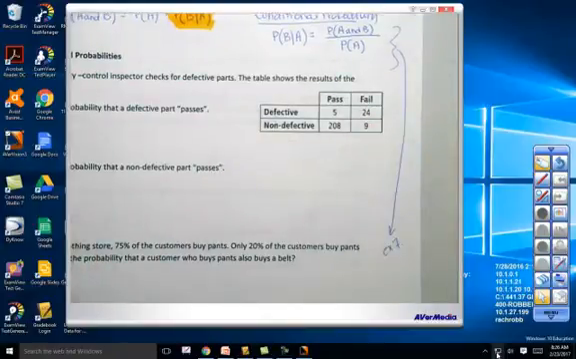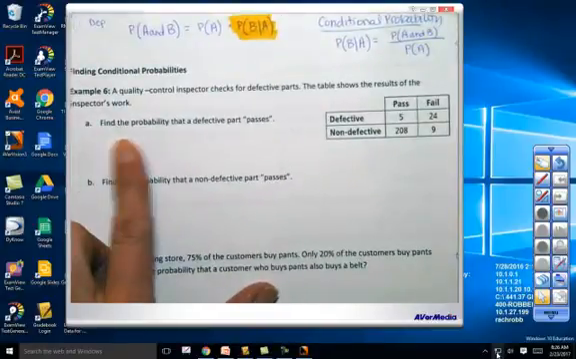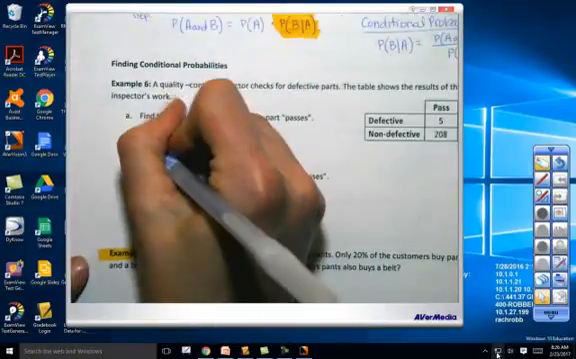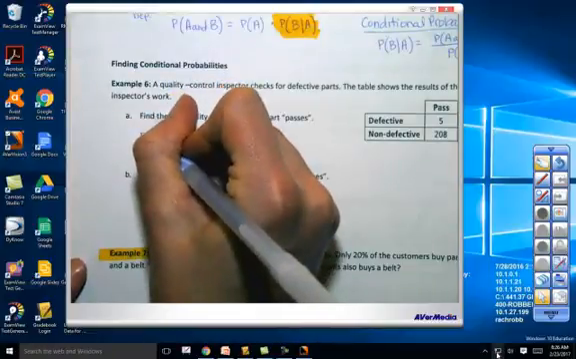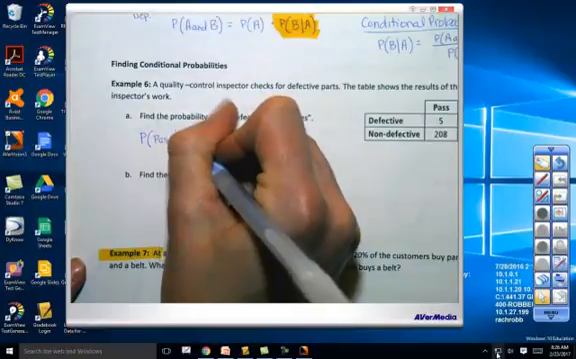It's called a two-way table. What we want to do for part A is find the probability that a defective part actually passes. And so this is really, if you want the notation, the probability that a part passes given that it's actually defective.